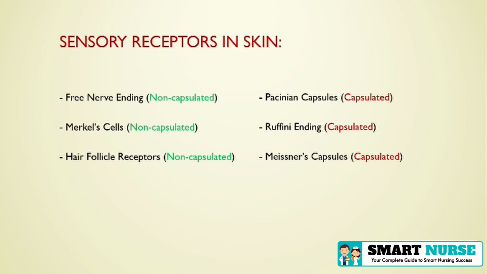We have six main sensory receptors in skin. Those are divided into two groups, the encapsulated and the non-encapsulated. The encapsulated are Pacinian corpuscles, Ruffini endings and Meissner's corpuscles, whereas the non-encapsulated are free nerve endings, Merkel cells and hair follicle receptors.